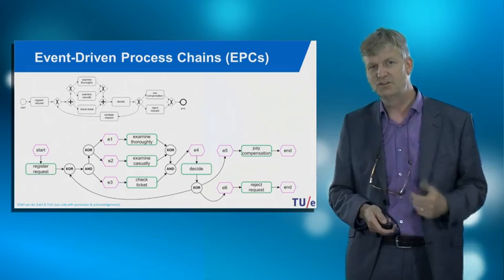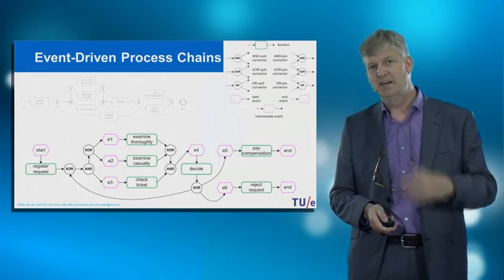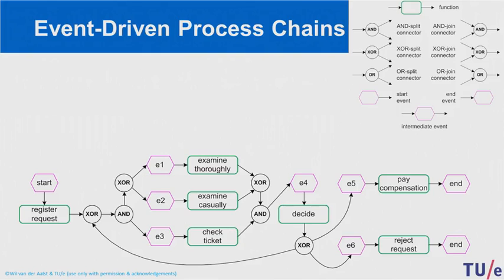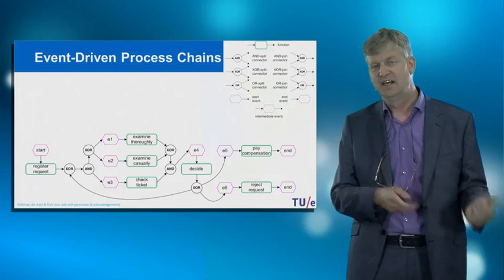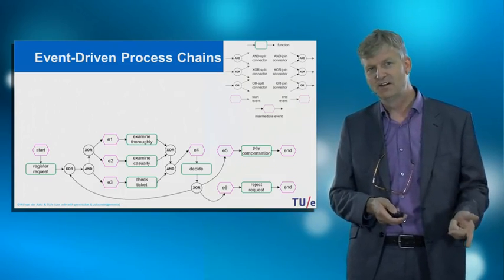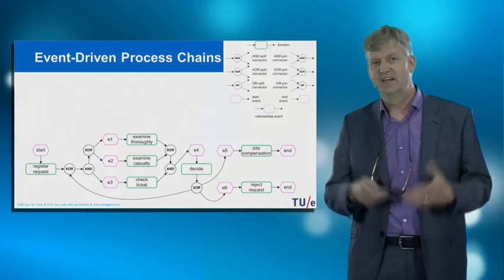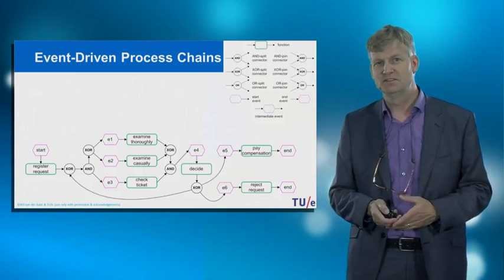So what are the notational elements of an EPC diagram? We have functions that correspond to activities in the BPMN diagram, or activities in the way that we have spoken about before. You have connectors, they correspond to gateways in the BPMN notation. And again, we have XOR, AND, and OR, also the inclusive OR, to model the same types of behavior as what we have seen in the BPMN notation.